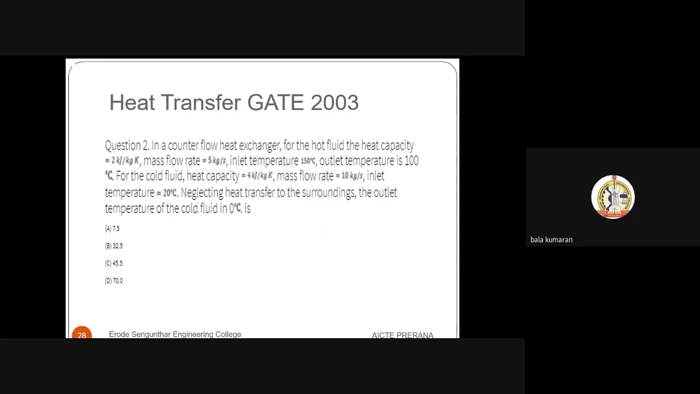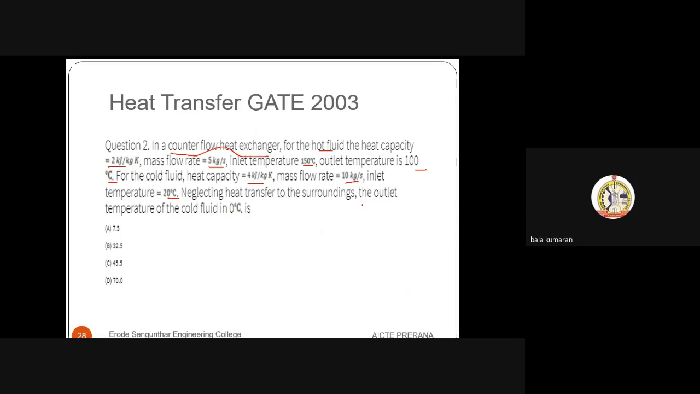This is easy. Next question, which was asked in the year 2003, is a 2 mark question, and here also they asked to find the value using the formula. It is a counterflow heat exchanger. For hot, they have given heat capacity, mass flow rate, inlet temperature and outlet temperature. For cold, they have given heat capacity, mass flow rate and inlet temperature.